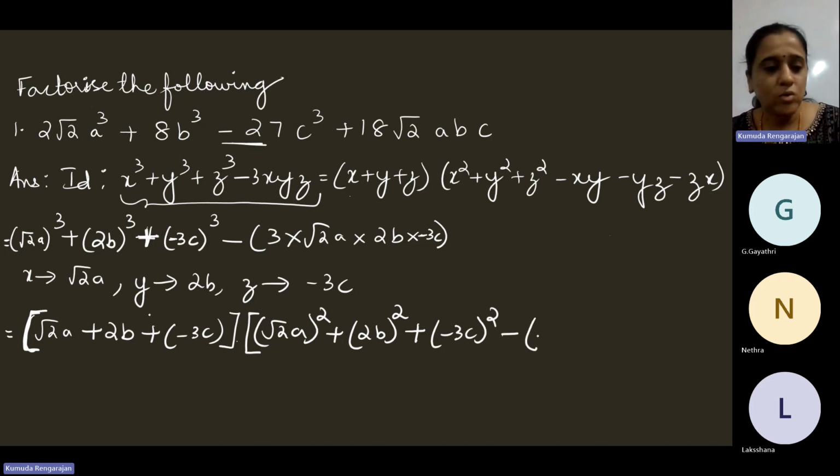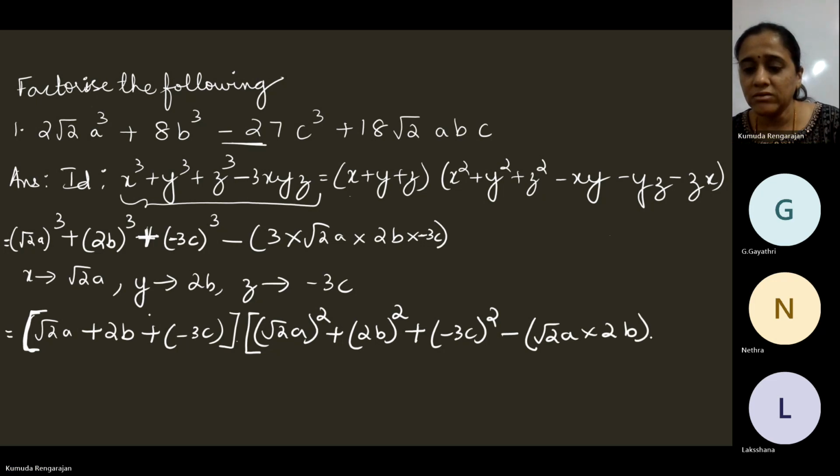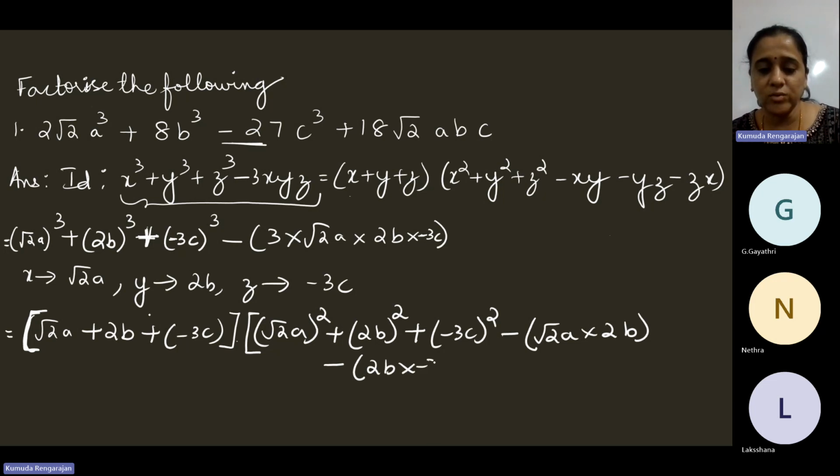Minus x into y. What is x? This is x into y. This one. Then I'll come here. Minus. What is it? Y into z. So y is this one and z is this one. Then again minus. Identity says minus zx. So minus 3 into root 2. That's it.